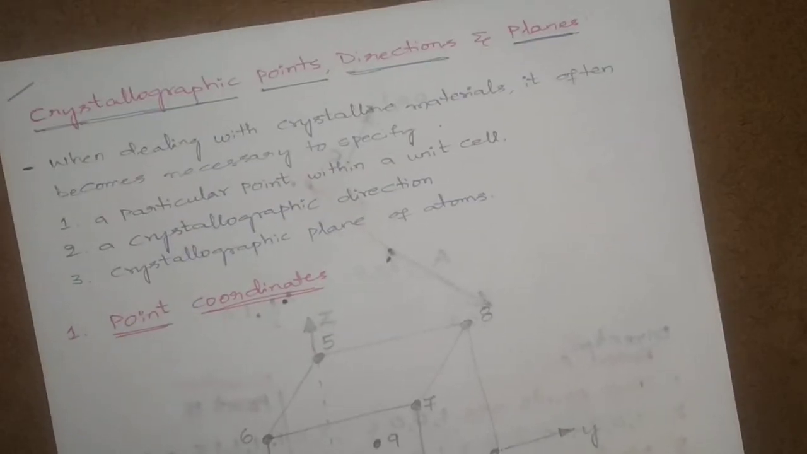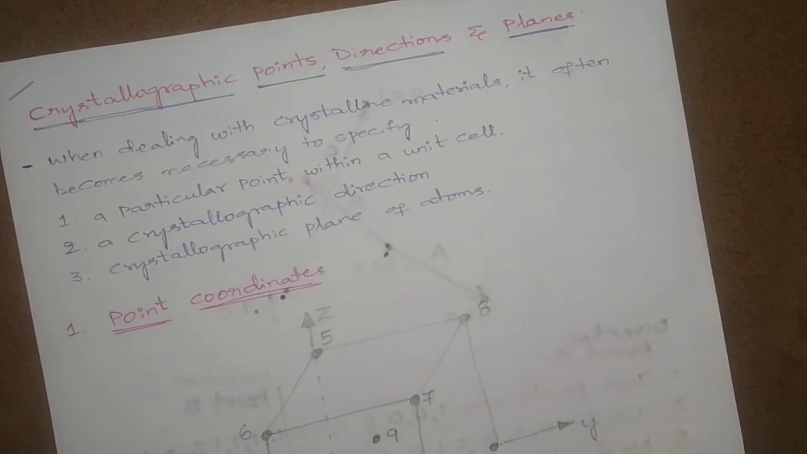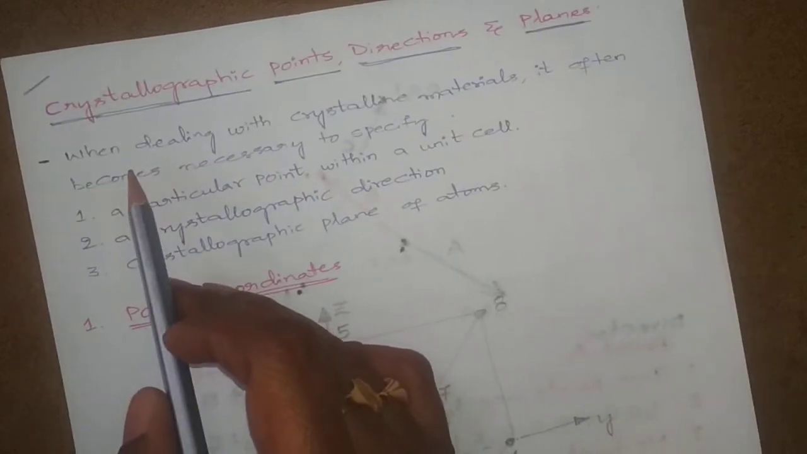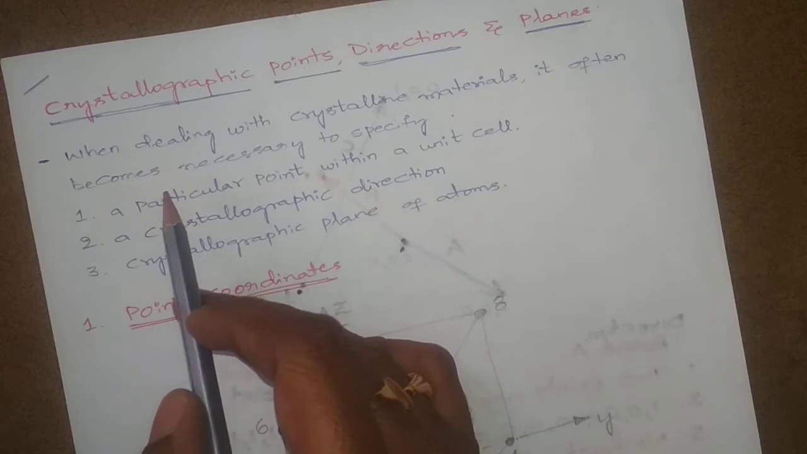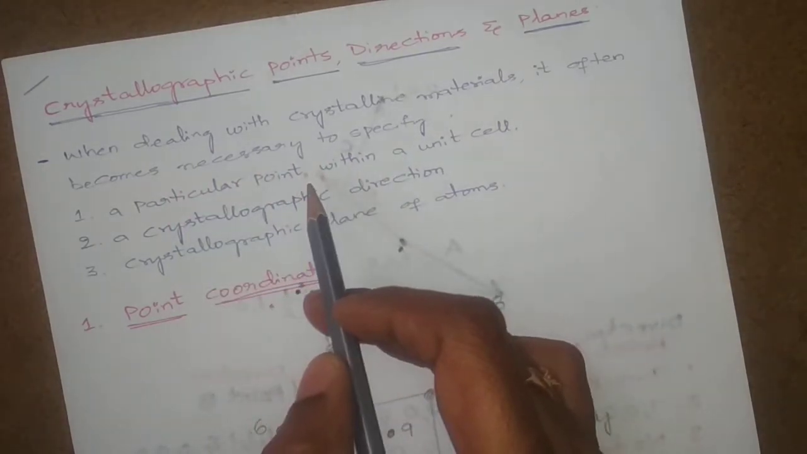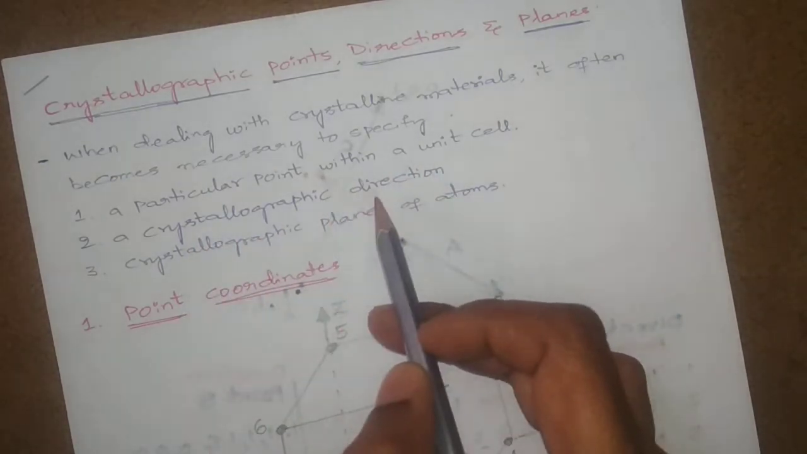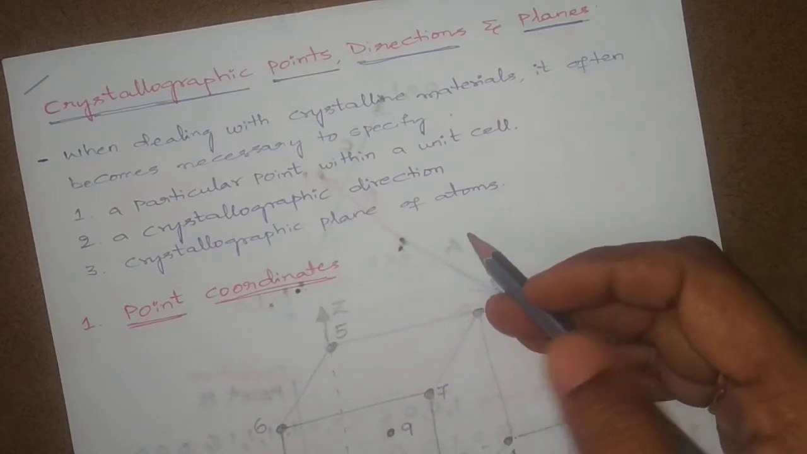So today we are going to learn about crystallographic points, directions and planes. As you can see here, when dealing with crystalline materials, it often becomes necessary to specify a particular point within a unit cell, then a crystallographic direction and a crystallographic plane of atoms.